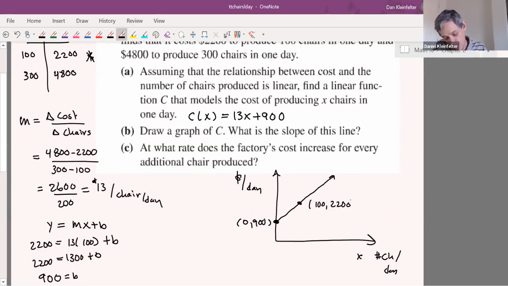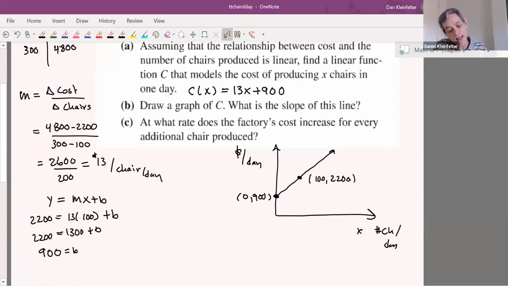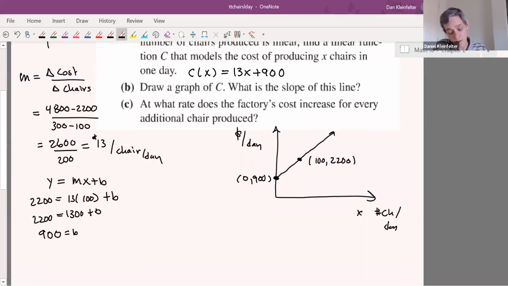Okay, and then here it says we want the slope. We determined already that the slope was 13. And then it says at what rate does the factory's cost increase for each additional chair produced? So we'd answered that already. It was $13 per chair per day.